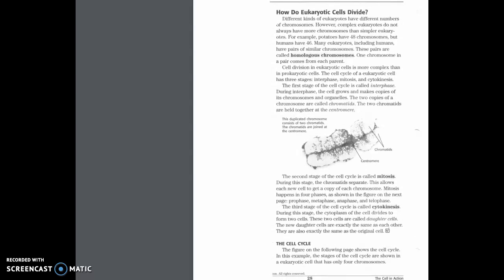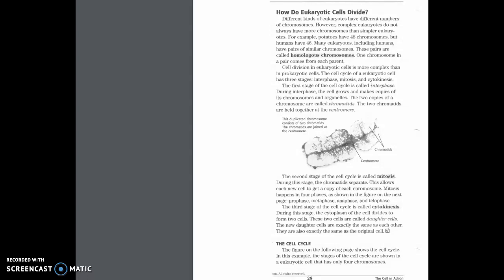How do eukaryotic cells divide? Different kinds of eukaryotes have different numbers of chromosomes. However, complex eukaryotes do not always have more chromosomes than simpler eukaryotes. For example, potatoes have 48 chromosomes, but humans have 46. That answers number 5. How many chromosomes do humans have?